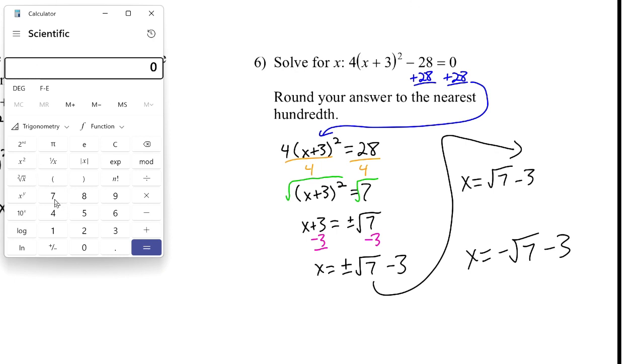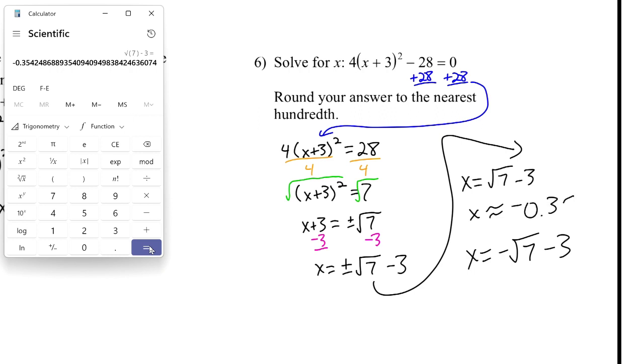Here we go. So we have square root 7 minus 3. And so that's going to be, x is approximately equal to, so I use that kind of squiggly equal sign, negative 0.35, because I'm supposed to round to the nearest hundredth. So negative 0.35. So this is the tenths position, because it's right after the decimal, and the hundredths position. So that's one of my solutions.